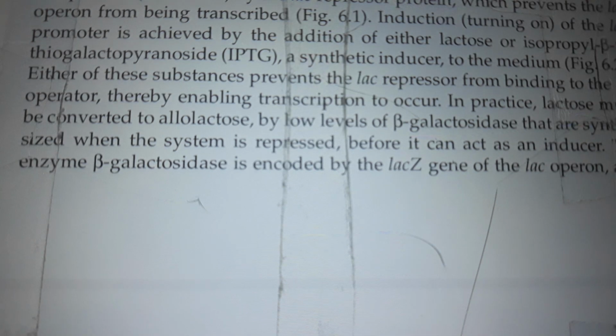In the absence of lactose in the growth medium, the E. coli lac promoter is repressed, turned off, by the lac repressor protein, which prevents the lac operon from being transcribed, as shown in figure 6.1.